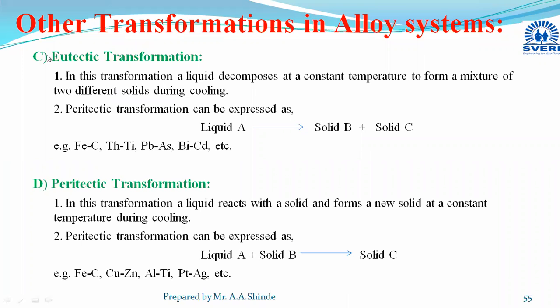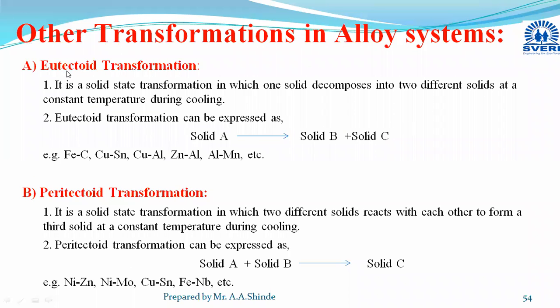For your better understanding, whenever this tectoid word is there, you can remember that it is in solid state. It is a solid state transformation. Solid is giving solid like this. In eutectoid, EU means they are separating, simply it is decomposing, and from the peri word you can say some union is occurring.